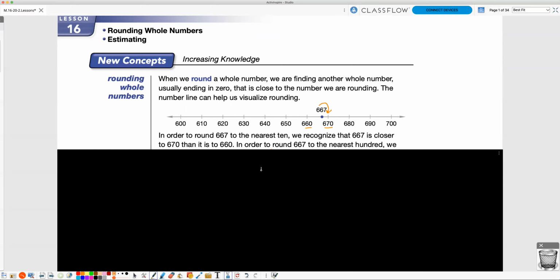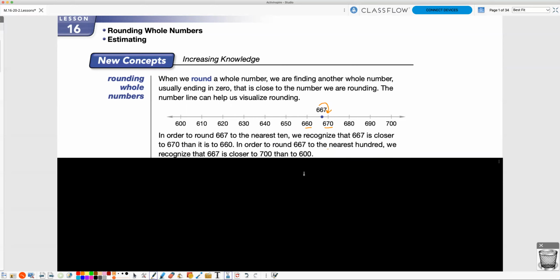If we were rounding to the nearest 100, we would recognize that 667 is closer to 700 than it is to 600. It is 67 away from 600, while it is only 33 away from 700. So it's closer to 700 if we are rounding to the nearest 100.